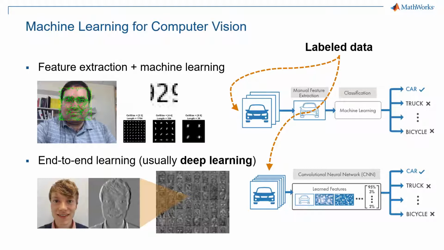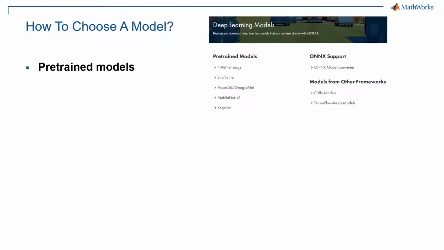So we've talked a little bit about models. Now, the next question is, how do we choose one of these models? There's a couple of options, right? First of all, there are a lot of pre-trained models that already exist for performing lots of different tasks. MATLAB also contains packages for pre-trained models, and we will see that throughout this video. You can also take models that other people have trained in other frameworks like TensorFlow Keras, Caffe, or the Open Neural Network Exchange, ONNX, so that you can bring them into MATLAB for further analysis or processing.